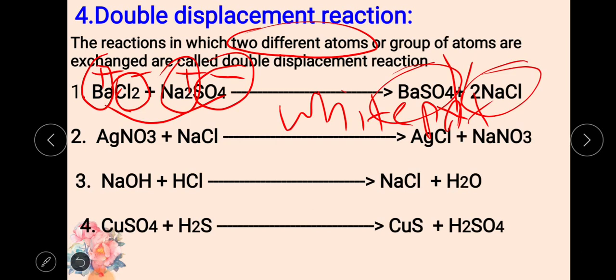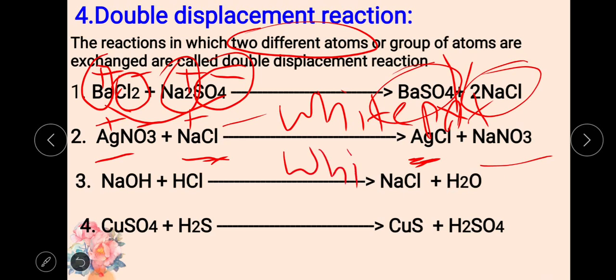One more double displacement reaction: silver nitrate, AgNO3, reacts with sodium chloride. Here Ag is plus, NO3 is minus, Na is plus and Cl is minus. The ions are exchanged, and we get AgCl, silver chloride, and NaNO3, sodium nitrate. Silver chloride is also a white PPT. When you add silver nitrate to sodium chloride, you get a precipitate of silver chloride.